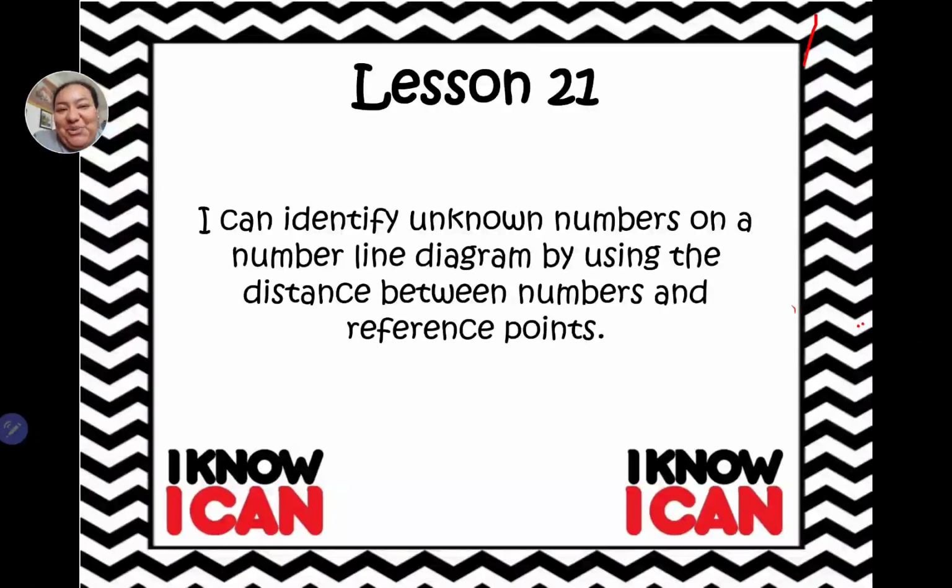So today we have lesson 21. Your objective for today is to identify unknown numbers on a number line diagram by using the distance between numbers and reference points. Super difficult, right? No, guys, it's actually quite simple for today.